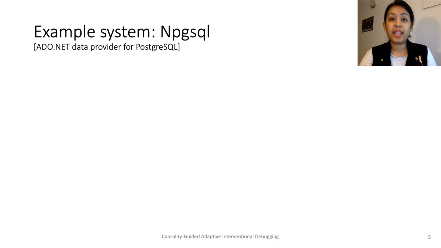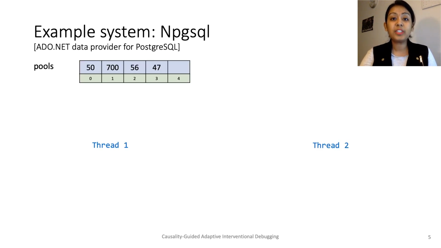I will now give an example of intermittent failure in NPG-SQL. It is an ADO.NET data provider for Postgres. So in NPG-SQL's Database Connection Manager module, two threads share a global array called pools. Pools keeps track of the active database connections. The variable last slot is also shared and it stores the last used index within the pools array.